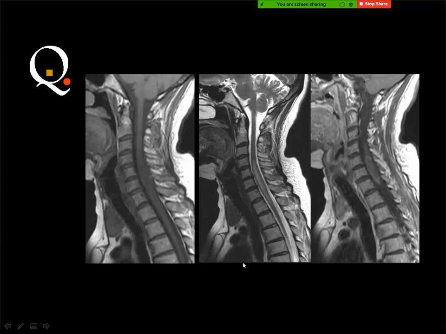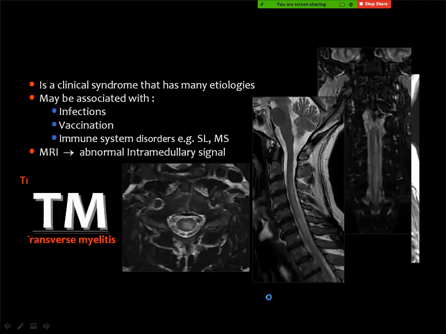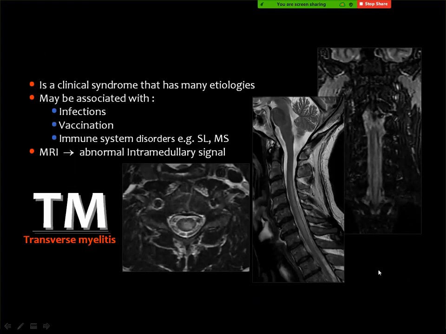Transverse myelitis. Best, yes. And this is transverse myelitis. Transverse myelitis can enhance, you know, this fact. Transverse myelitis is an abnormal signal in the substance of the cord that can enhance. And transverse myelitis is not a diagnosis, it is a descriptive term for many underlying etiologies like infection, like ADEM, like MS, like neuromyelitis optica.